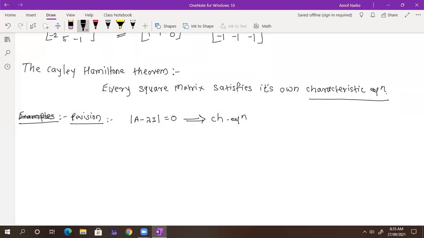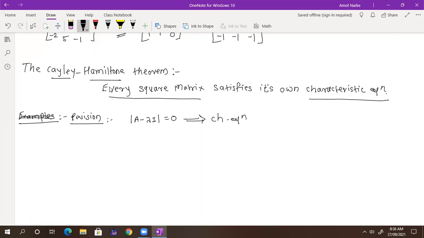So Cayley-Hamilton says, Cayley is one scientist and Hamilton is another scientist. They stated the theorem: you can take any square matrix, and that square matrix satisfies its own characteristic equation. It means if I find the characteristic equation and substitute A instead of lambda, then that equation is satisfied.